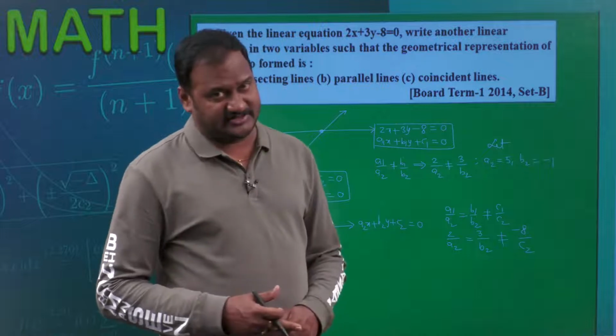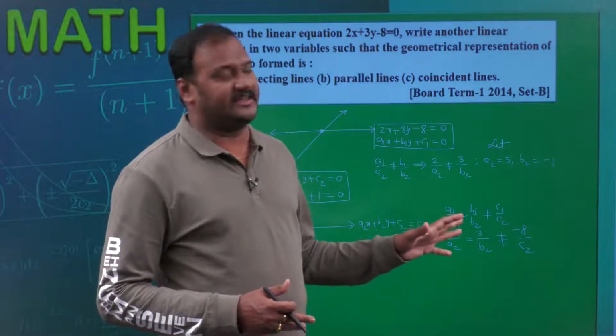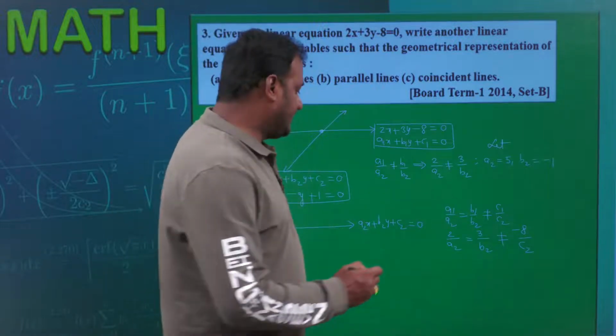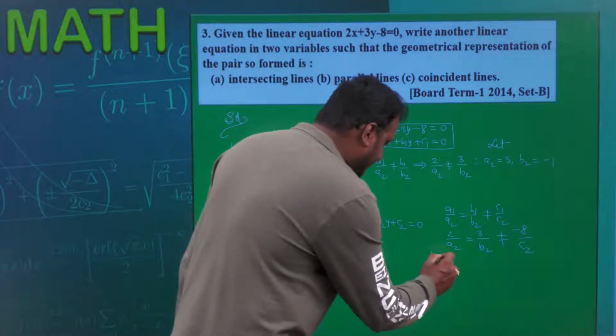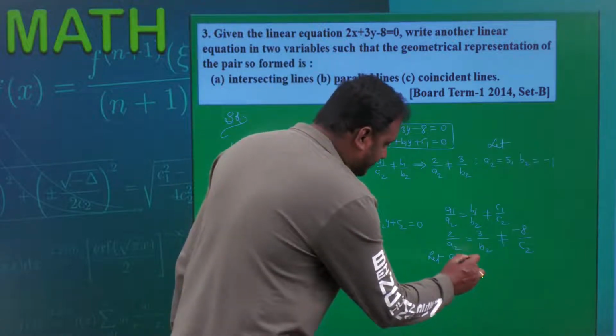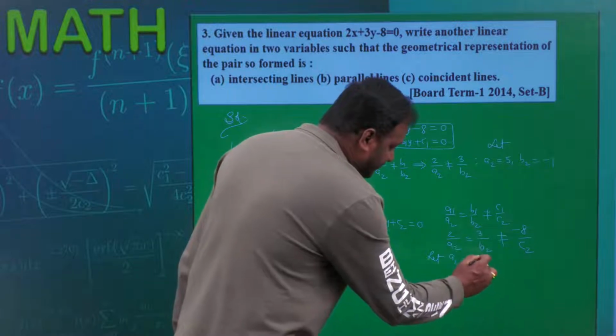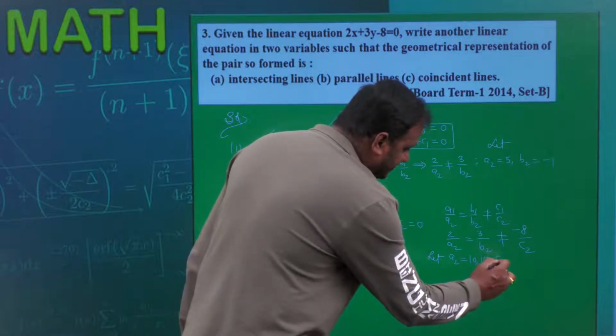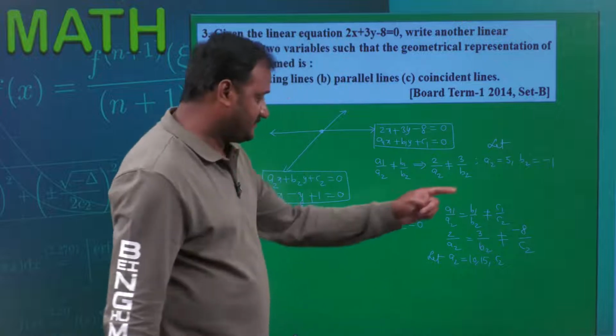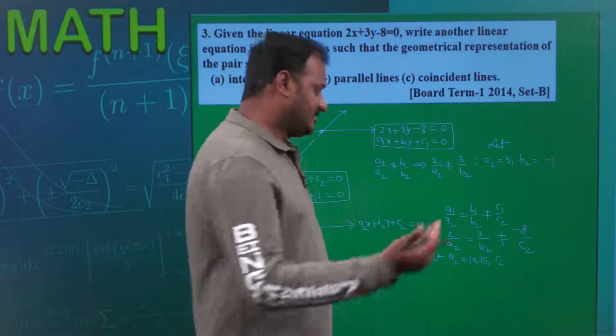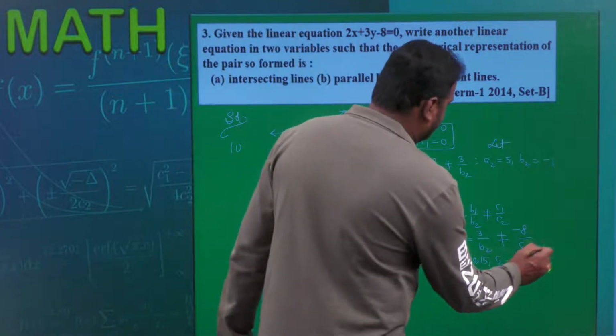Am I talking about c2? No, I am talking about only a2 and b2. So let a2 is equal to 5 twos are 10 and b2 is equal to 5 threes are 15, and c2 should not be the multiple of the numerator minus 8. So I am taking it can be some 2.